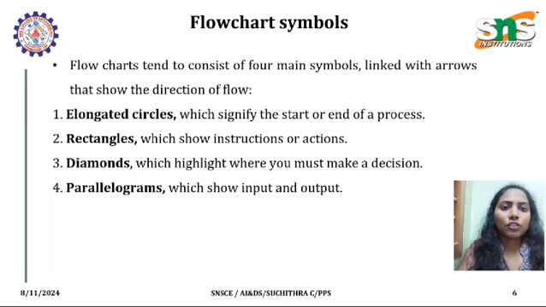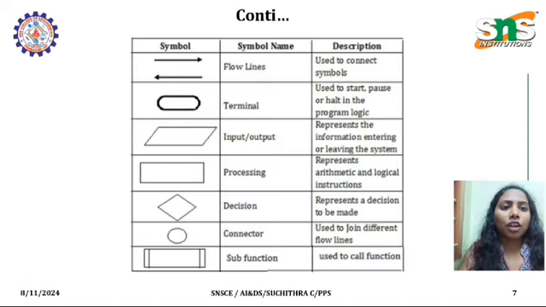Flowchart symbols. Flowcharts tend to consist of four main symbols linked with arrows that show the direction of flow. Elongated circle, which signifies the start or end of a process. Rectangles, which show the instruction or action. Diamonds, which highlight where you must make a decision. Parallelograms, which show input and output. Here we can see some examples for the flowchart.